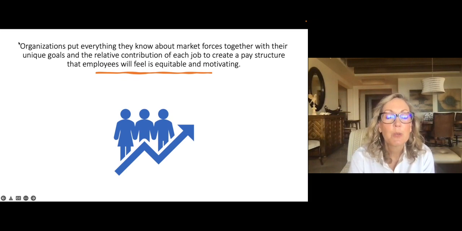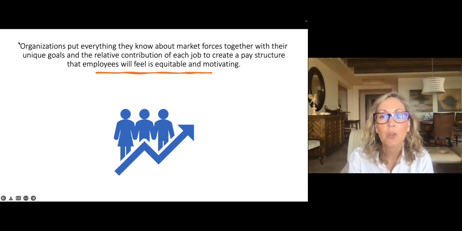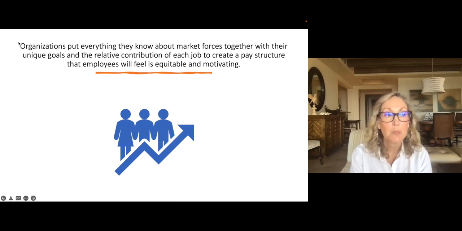So remember what we started with in the beginning, that after we do all this stuff, so we've learned everything we know about the market, we have unique goals for our organization, our strategy. We figure out this relative contribution each job is making. We know what is being paid out there in the big world, and that's how we create our pay structure. And our goal is that our employees are going to feel like it's equitable, which means it's fair, and it's motivating. We want people to feel like, I'm going to show up here every day and do this work because I am being paid fairly and at a level that feels right to me.